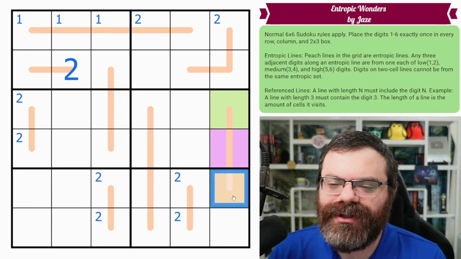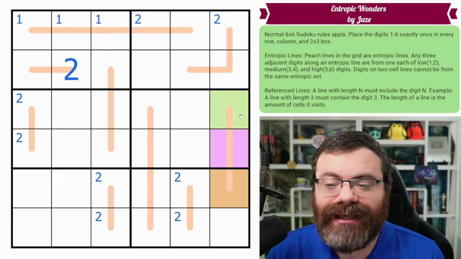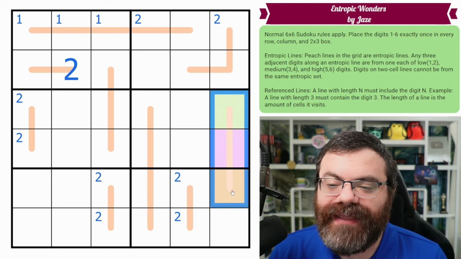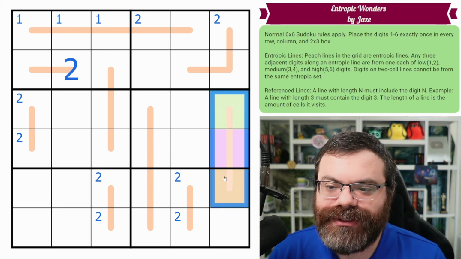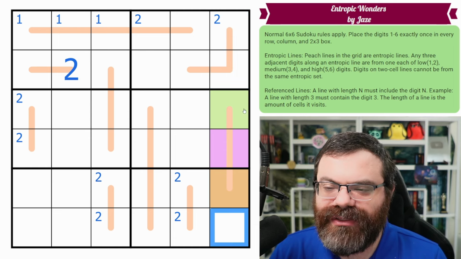I don't know what green, purple, and orange mean. I just know they're different entropies. One is low, one is medium, one is high. I don't know which is which yet. But I know that this line has one of each on it by the rules. I also know these are two different ones. And so this would be the third different one.